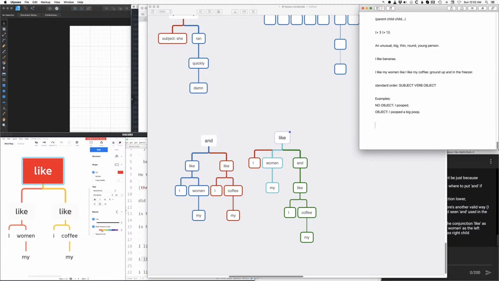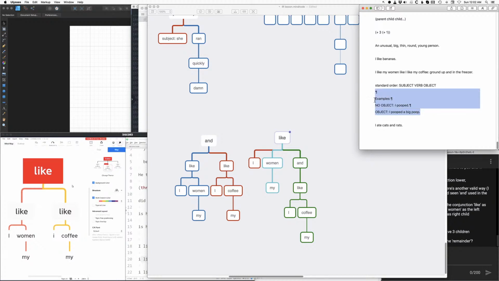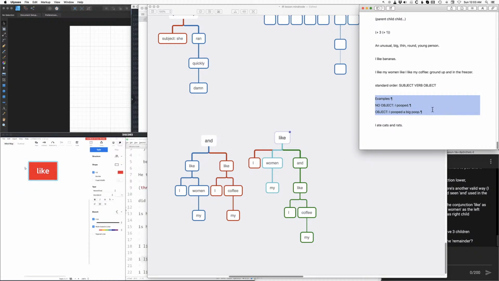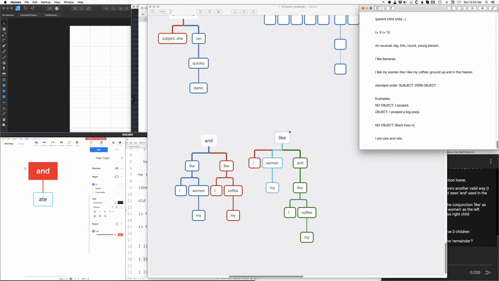So consider this sentence. All right. And try to make a tree of this. Okay. Oh, also, I don't know if you saw this earlier, but I wanted to point out that sentences don't always have an object, so I wrote examples. There can be an object, but there doesn't have to be. "Pooped" is the verb. If I pooped a poop, then the poop would be an object. But "pooped" is like an action. Okay. Another sentence with no object would be "Black Lives Matter."